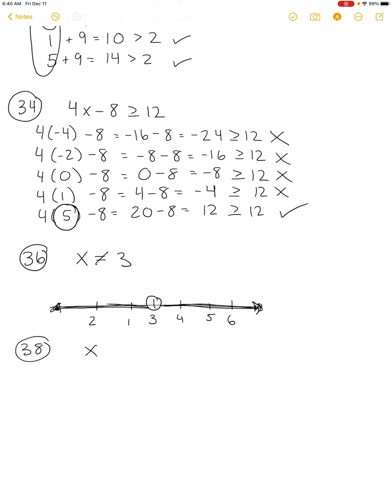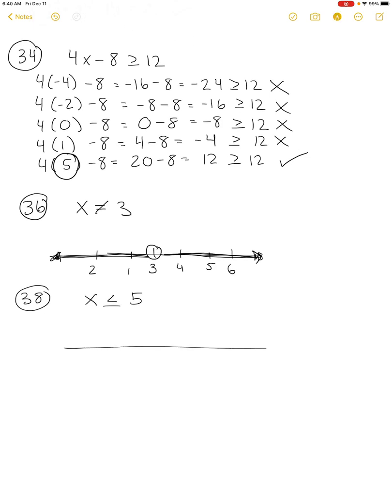38 says x is less than or equal to 5. So I'm going to draw my number line and put 5 in the middle. Now, since I see that it can equal 5, since it's less than or equal to 5, I'm going to put a closed circle at 5, and I'm going to shade all of the numbers that are less than or equal to 5, which is also the direction the arrow is pointing.